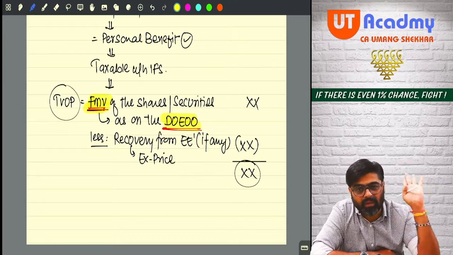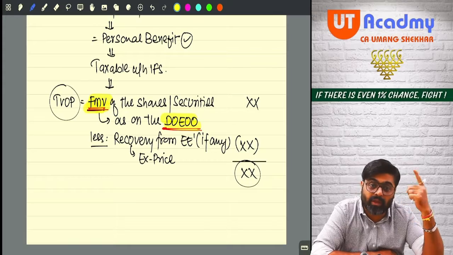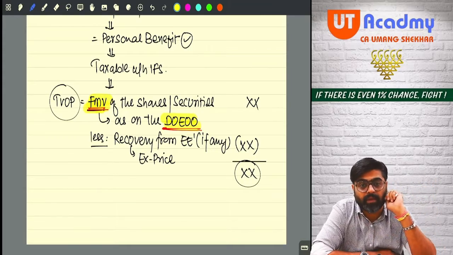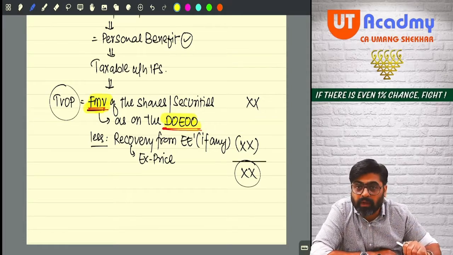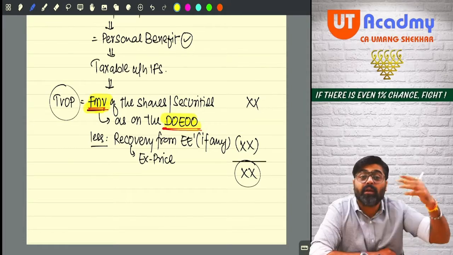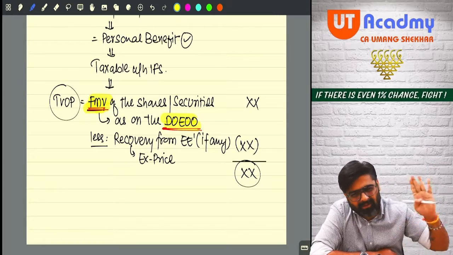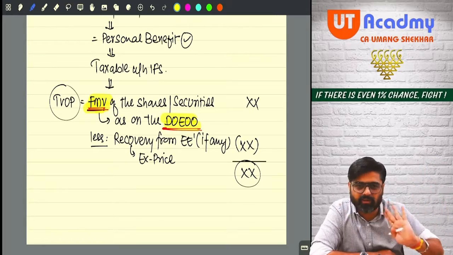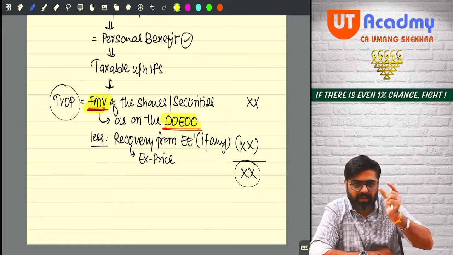Every such possible thing is given in Rule 38, Rule 39. And based on the rules prescribed, you are supposed to determine this fair market value. But this fair market value will be determined as on the date of exercise of option. You will not be asked to determine this fair market value. Getting my point? They will definitely give this value in the question itself. You're just supposed to pick up this fair market value.